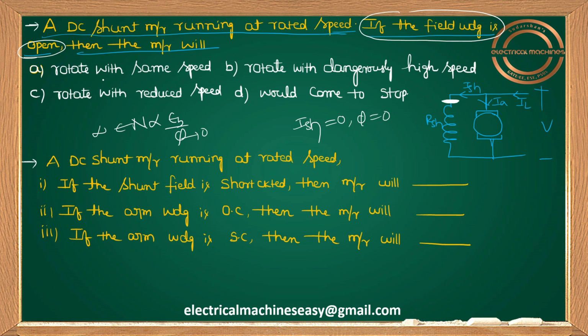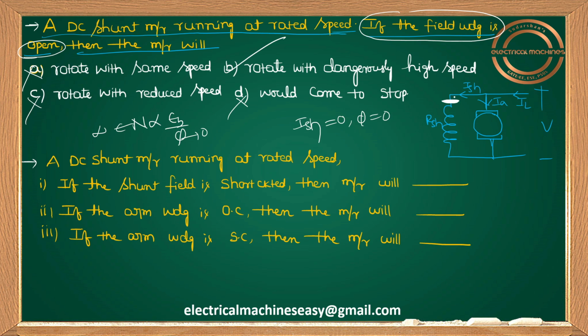Now let me see the options. Option A, rotate with same speed, no. Option B, rotate with dangerous high speed, yes. Option B is correct. Option C, rotate with reduced speed, no. Would come to stop, no. Generally a motor will come to stop if there is no armature current entering into the motor. Suppose armature current is entering the armature, then definitely the motor will not stop. Here, the armature current is not open circuited, so the motor will not come to stop.